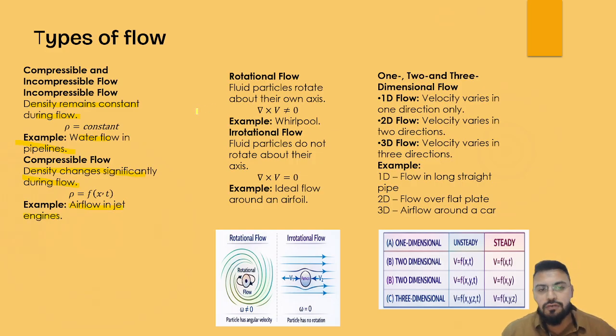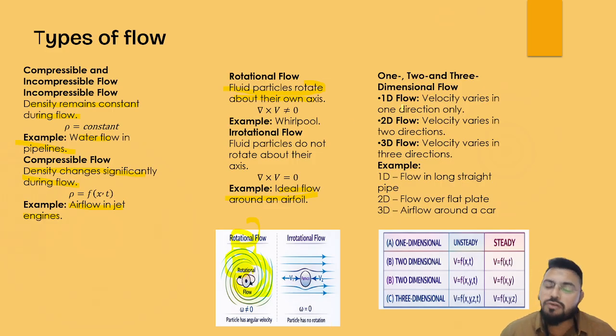Another is rotational flow and irrotational flow. Rotational flow, fluid particles rotate about their own axis. Example, whirlpool. Irrotational flow, fluid particles do not rotate about their axis. Example, ideal flow around an aerofoil. In rotational flow, the fluid particle itself rotates around its own axis, whereas in irrotational flow, fluid particles do not rotate. Angular velocity is zero. There is no rotation of the particle.